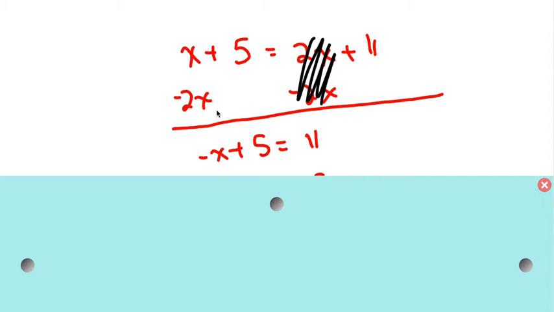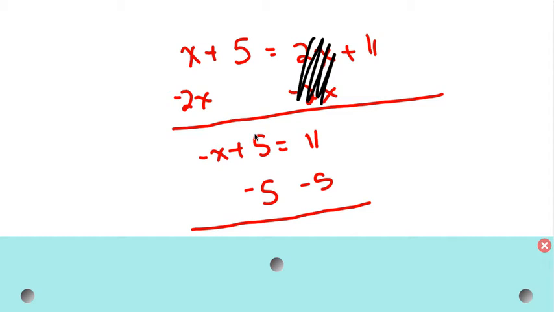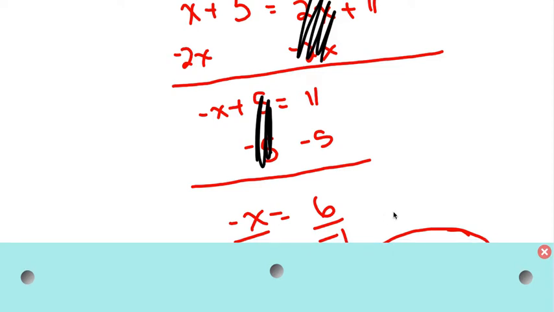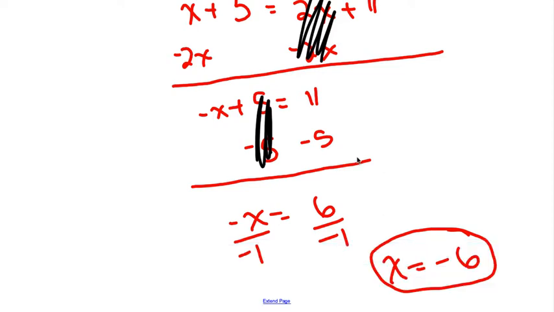Now I need to move the 5 over. This is a positive 5, so I want it to be a 0, so I will subtract 5. 5 minus 5 is 0. Right-hand side, 11 minus 5 is 6. Let me go ahead and get rid of this and talk about the last step. This is like a -1. It's being multiplied, so we do the opposite and we divide both sides by -1. -1 divided by -1 is 1x, and 6 divided by -1 is -6. There's your final answer for the bell ringer.